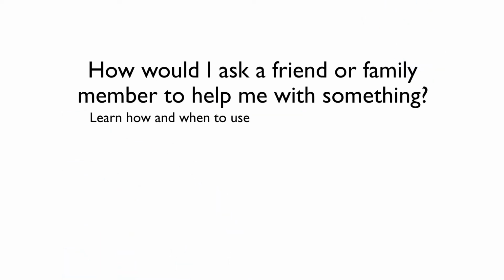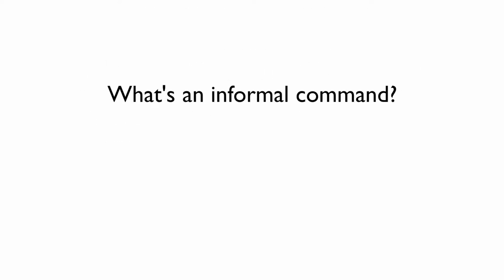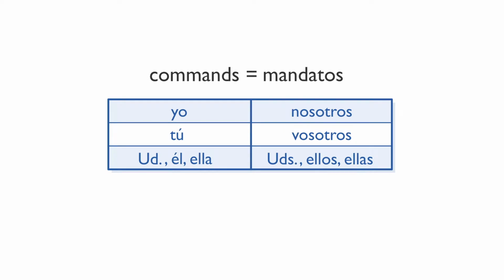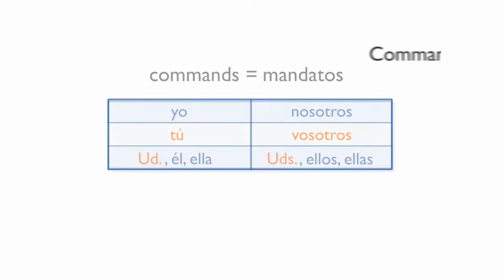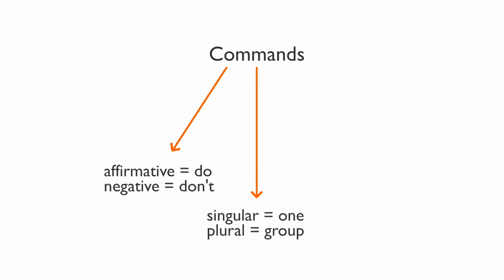How and when to use affirmative singular informal commands in Spanish. What's an informal command? Commands, or mandatos, are imperatives. They tell someone to do something. As in English, they're expressed in the second person or you form of the verb. Commands can be affirmative, as in do this, or negative, as in don't do this. And they can, of course, be singular or plural.